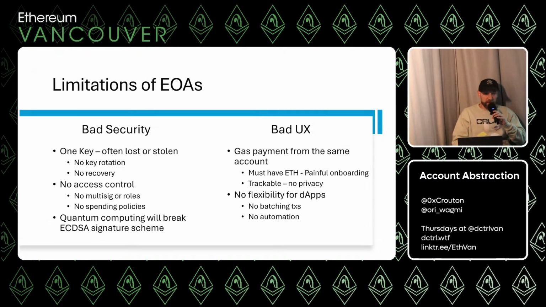But there are some limitations of EOAs. The two primary ones we'll look at are bad security and bad UX. An EOA is both a signer and an account bundled into one. We know public and private key cryptography, where your address is derived from your public key. You sign transactions with the private key, and it's simple. Well, I mean, simple is relative, but it has some issues.